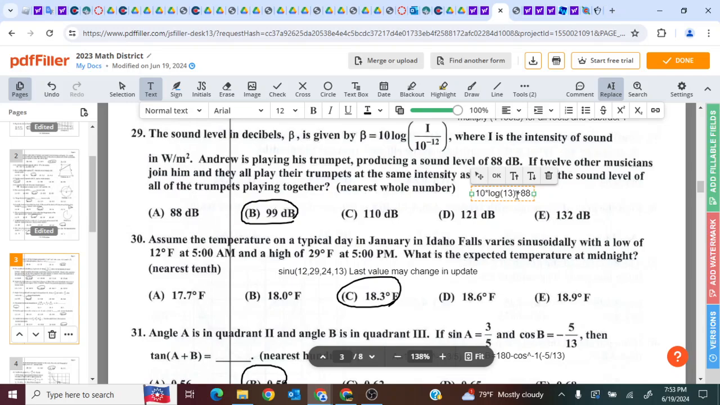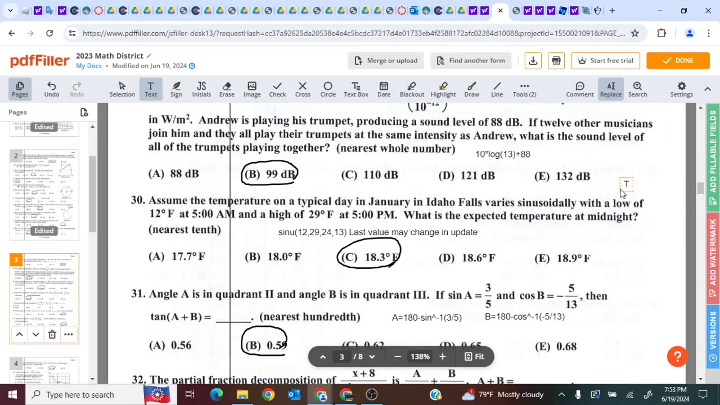30 is going to be our Sinu program. Go to Sinu. It should be in miscellaneous. Your low temperature is 12, your high temperature is 29, and your period is 24 hours because it goes from low to high and then low again in 24 hours. And then what's your expected temperature at midnight?